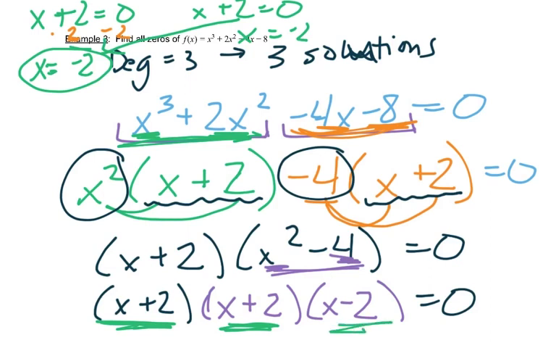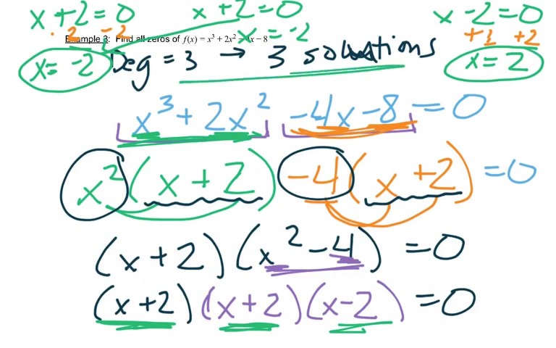And then finally, we'd have x minus 2 equals 0. Add 2 to both sides. And we have x equals 2. Now remember we said we had 3 solutions. Well, there they are. X minus 2 again, and x equals 2. But when we write it, we would only write the x minus 2 one time.